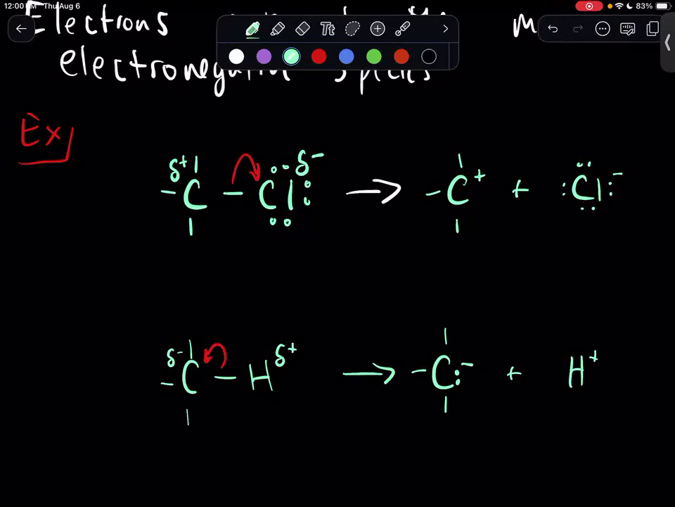So this is all you really have to know about heterolytic fission. It's a pretty short lesson today, but I hope this helps and have a great day.